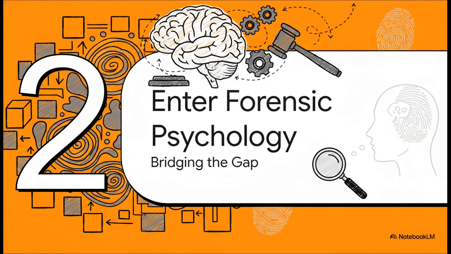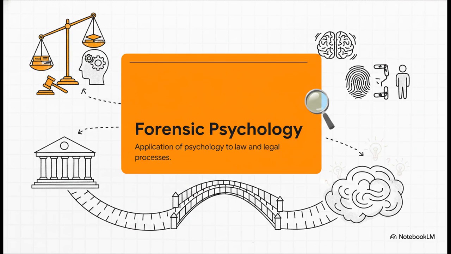Section 2. Enter forensic psychology, bridging the gap. Let's transition from the crime scene itself to the professionals who actually analyze it. Forensic psychology is this vital, crucial bridge between the strict letters of the law we just established and the super messy reality of human behavior. By definition, it's the application of psychology to law and legal processes. It takes these complex psychological principles and applies them directly to criminal investigation, legal proceedings, and even the rehabilitation of offenders. Basically, it's how we make sense of the why behind the what.